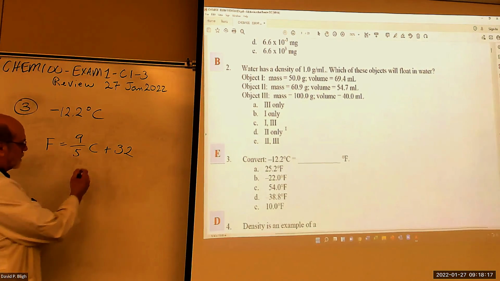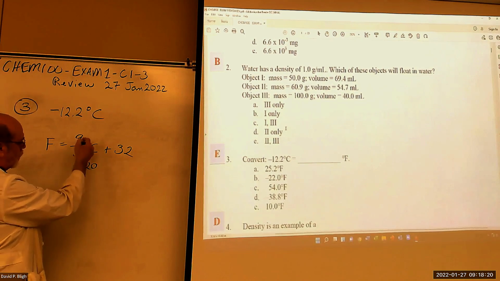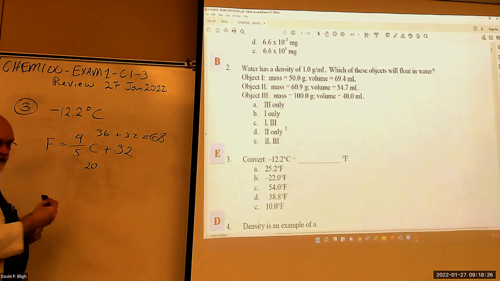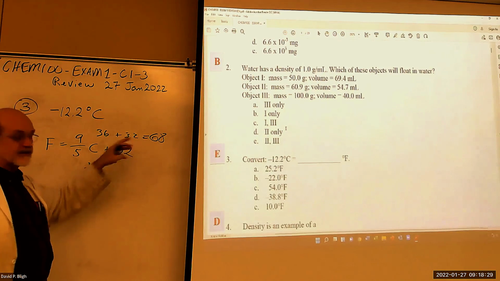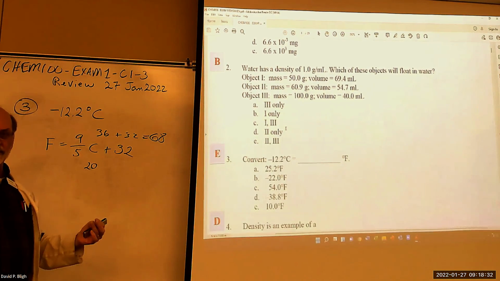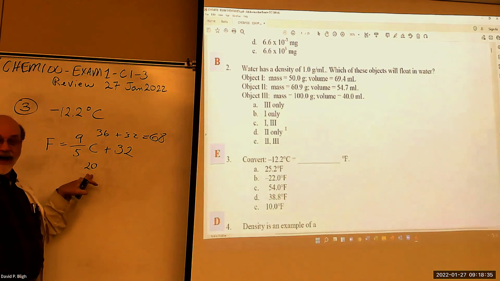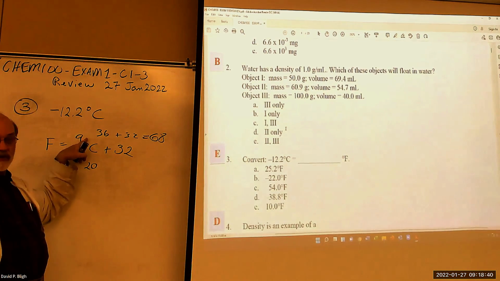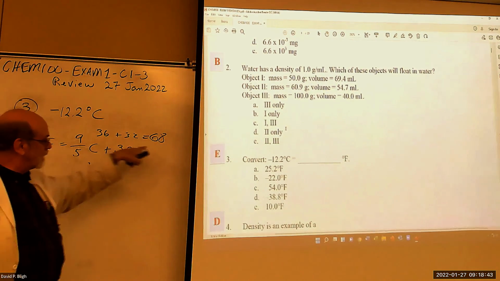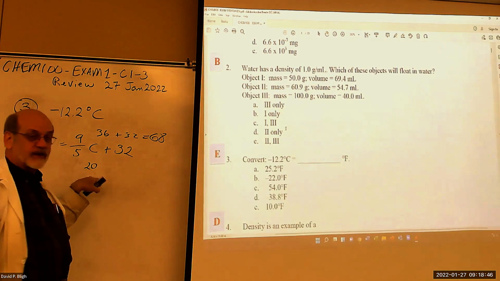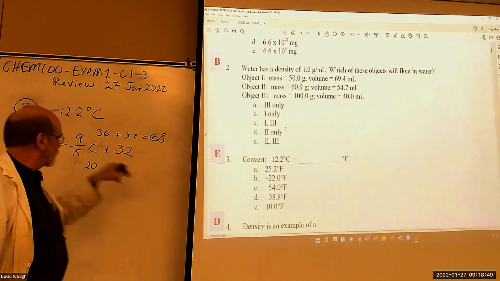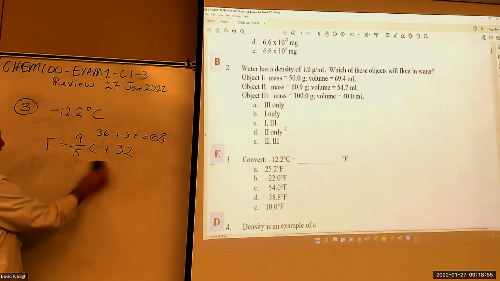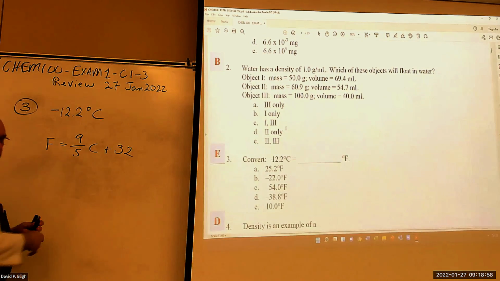Well, if we plug 20 in here, 5 into 20 is 4, and 4 times 9 is 36, plus 32 is 68. I've done this often enough that I just know 20 degrees is 68 Fahrenheit. So if it says 25, it's gone up 5 degrees Celsius, but 9 degrees Fahrenheit. So 9 plus 68 is 77. That's why I like 9/5 better than 1.8 for estimation purposes. But let's get back to the question.